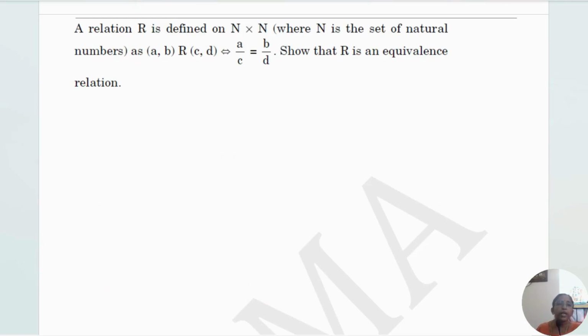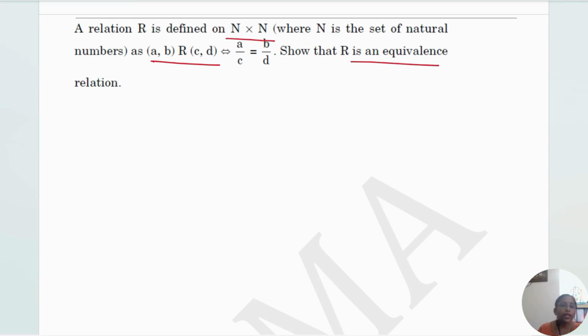Look at this problem. A relation R is defined on N cross N, where N is the natural numbers. The relation is given as (a, b) R (c, d) where a/c = b/d. Show that R is an equivalence relation. Equivalence relation means it has to satisfy all three conditions: reflexive, symmetric and transitive. So you have to go through the conditions one by one.